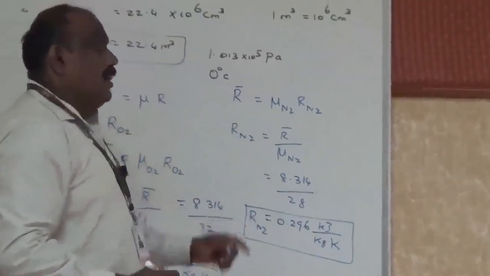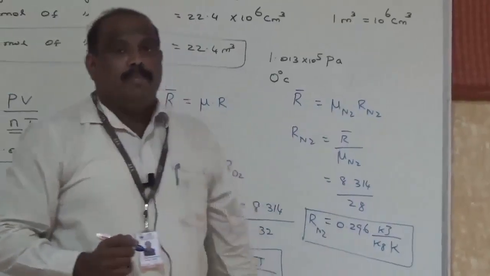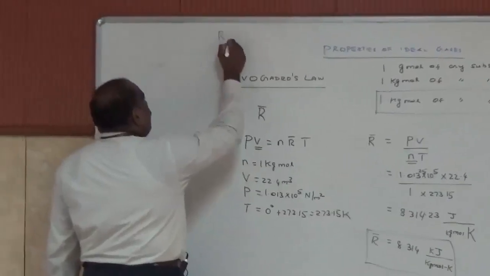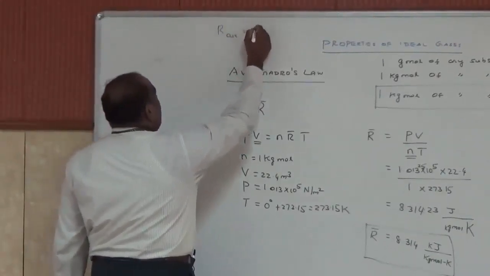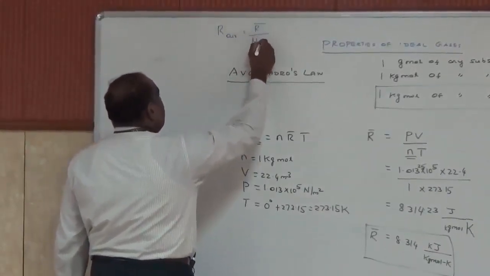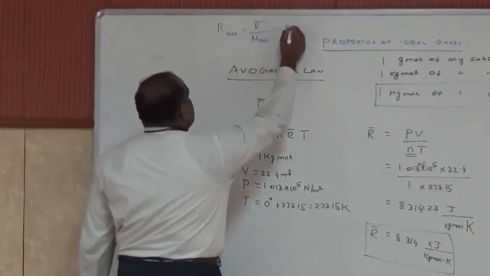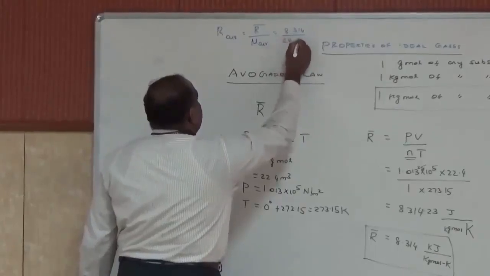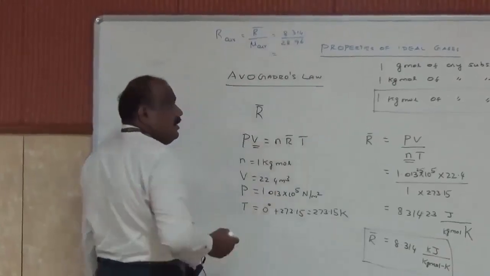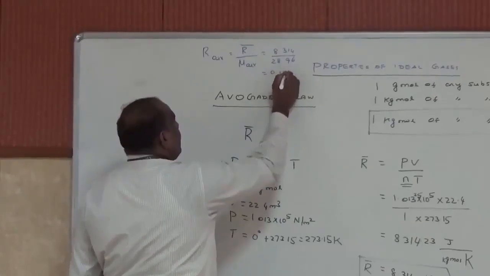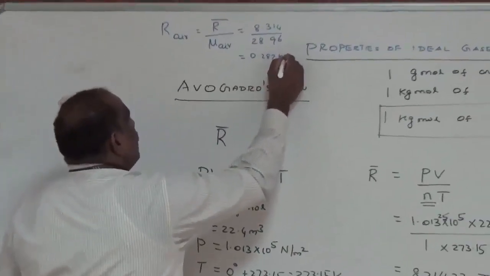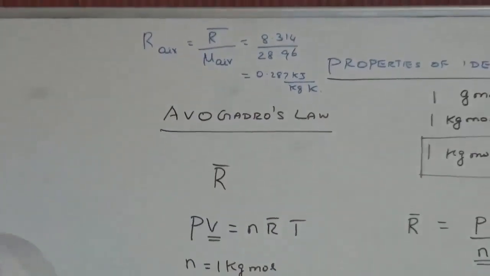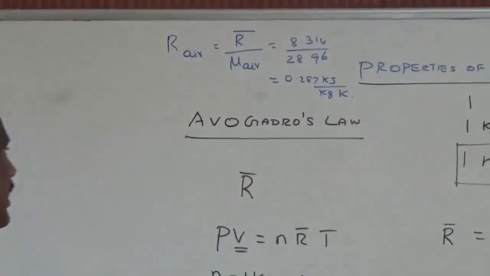Similarly, we can find R of air also. The molecular weight of air is 28.96. So R of air will be equal to R bar by mu of air. R bar is 8.314 divided by mu of air, which is 28.96. The answer is 0.287 kilojoule per kilogram Kelvin. So we can derive R of methane, R of carbon dioxide, for any gas we can derive.